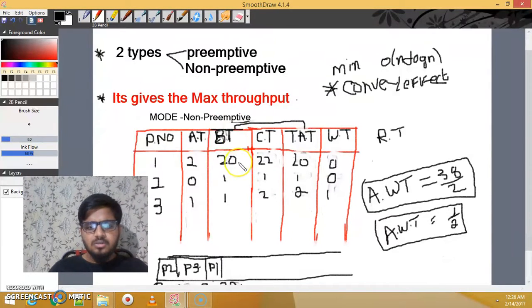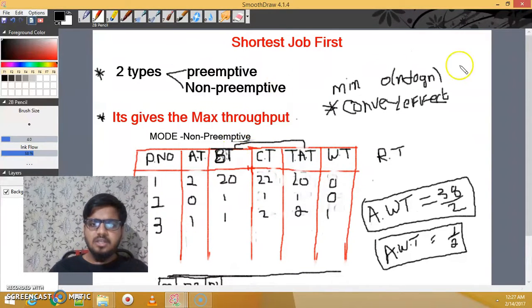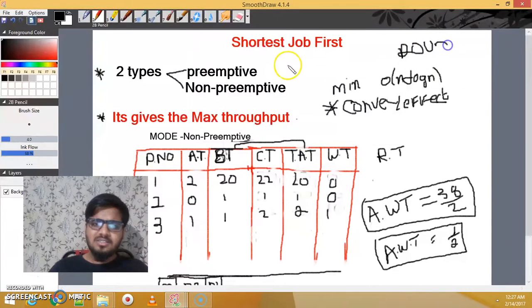So they chose other algorithms. The next algorithm is the round robin algorithm. Shortest job first is theoretically possible, but practically it is not possible because we don't know the burst time beforehand. This is the major disadvantage.